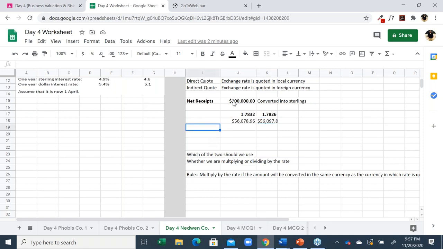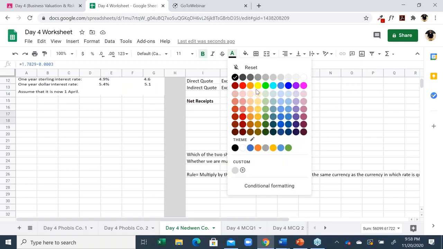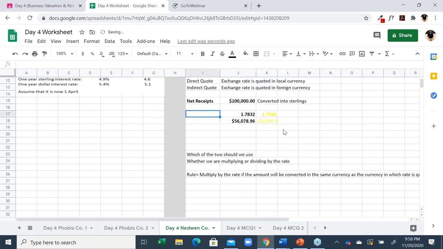In this case, we are going to sell $100,000 to the bank, and the bank will pay us in pound sterling, and definitely they will pay us the lower value. The bank will never pay us the higher value. So this is the amount that we should be taking, and I'll simply ignore this. Just ignore this, I've just highlighted it.